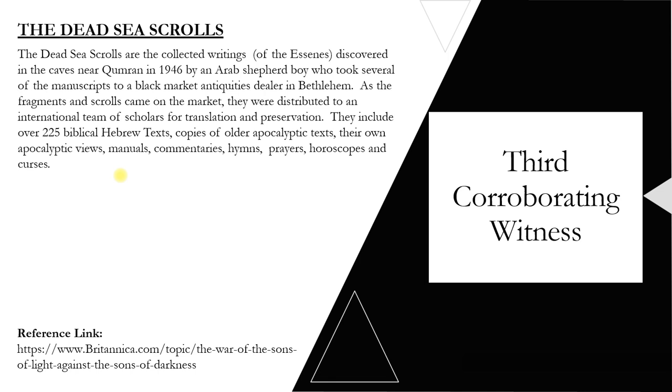It was discovered in the caves near Qumran in 1946 by an Arab shepherd boy who took several of the manuscripts to a black market antiquities dealer in Bethlehem. As the fragments and scrolls came on the market, they were distributed to an international team of scholars for translation and preservation. They included over 225 biblical Hebrew texts, copies of older apocalyptic texts, their own apocalyptic views, manuals, commentaries, hymns, prayers, horoscopes, and curses.